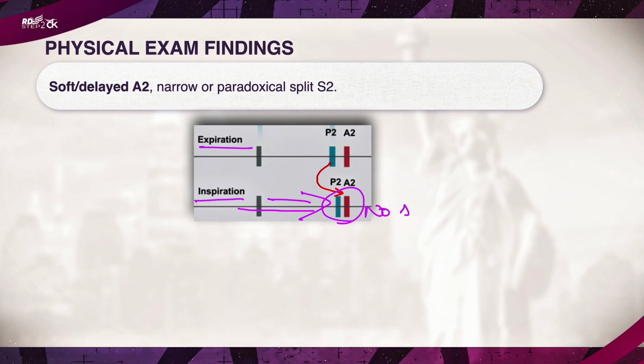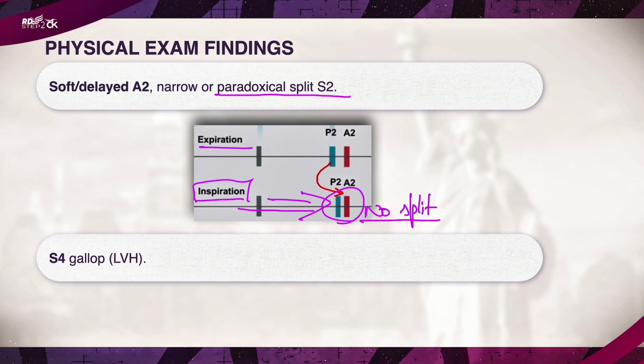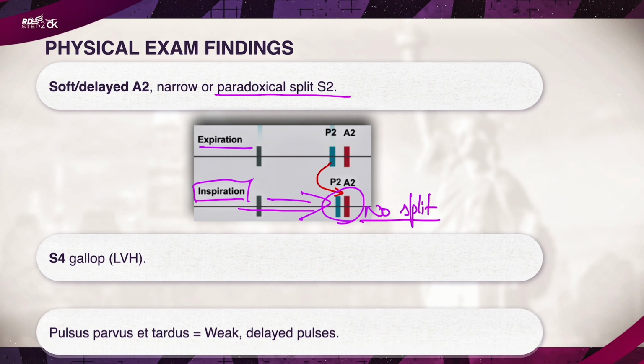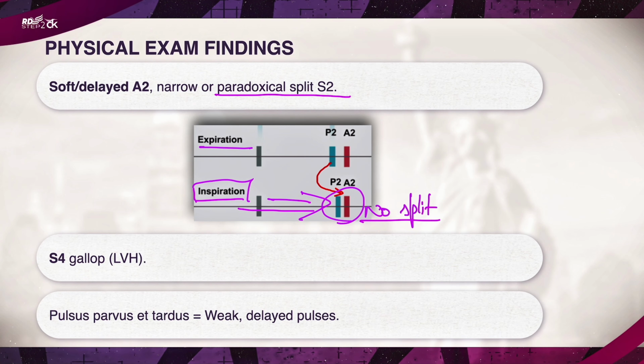So this is a paradoxically split second heart sound. It is a split that disappears with inspiration. We call paradoxical splitting a split that disappears with inspiration. Also common is an S4 gallop due to left ventricular hypertrophy. And don't forget pulsus parvus et tardus, weak and delayed pulses, another classic clue for severe aortic stenosis.